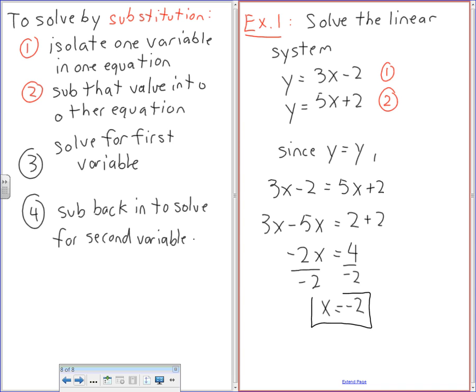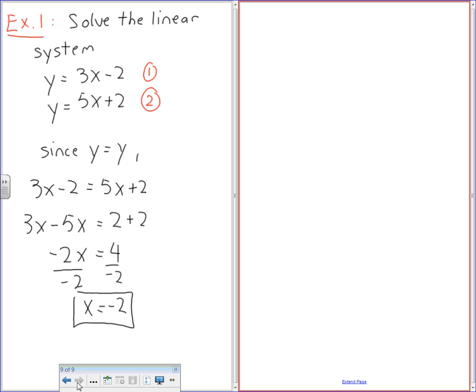Now, lickety split, without graphing, we've just found out what x is. Think how long it takes us to graph. It took us a huge amount of time. We still need to get the y coordinate. To get the y coordinate, we pick either equation and sub it back in. It'll work for both of them, actually. So to get y, sub x equals negative 2 into either equation.